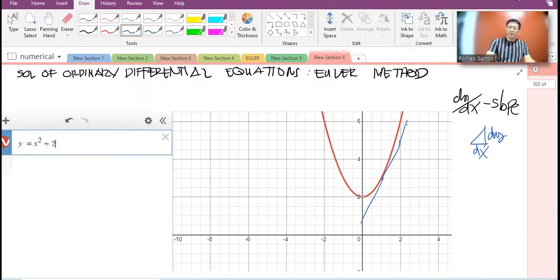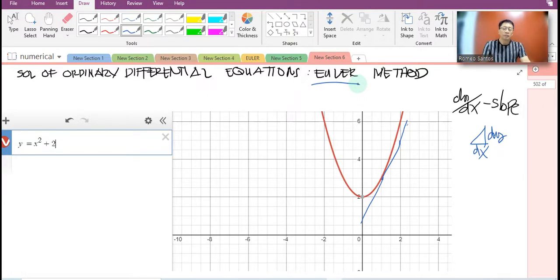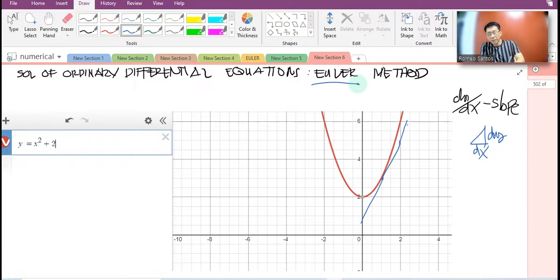Hello, I will be discussing in this video the solution of ordinary differential equations, and we will be discussing the Euler method. This is the spelling of Euler. He is a mathematician, a famous mathematician. Euler is the surname. So, in a differential equation, of course, there is a derivative, okay?